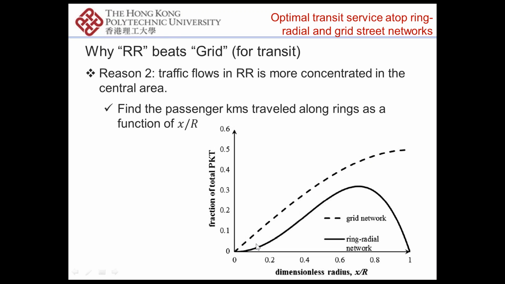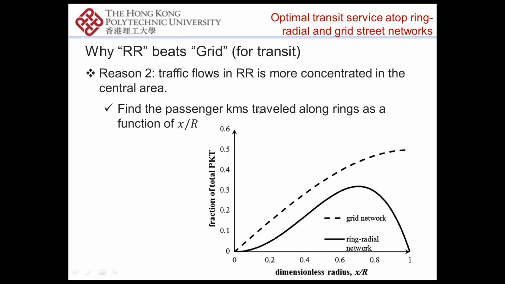Okay, the first is that we find that the grid network always has a higher fraction of ring flows than the ring-radial network. That means if the structure is ring-radial, then the passenger flow on the rings will be much smaller. So it does not require a larger central area, because only within the central area there are ring lines, and we will see soon that the optimal results verified that. That means the central area of a ring-radial network is much smaller than that of a grid network.